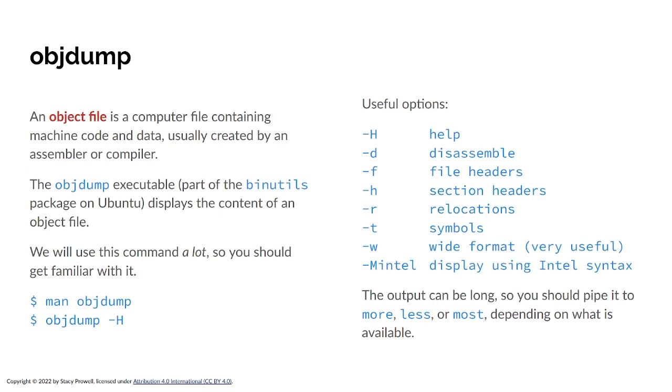An object file is something I'm going to talk about a lot. Basically, it's a file that contains machine code or raw data. It could be either one, or both. Typically, it's created by an assembler or a compiler, but it doesn't have to be.